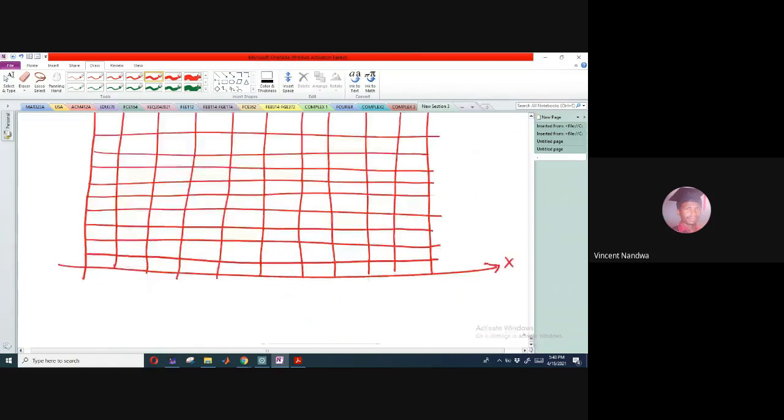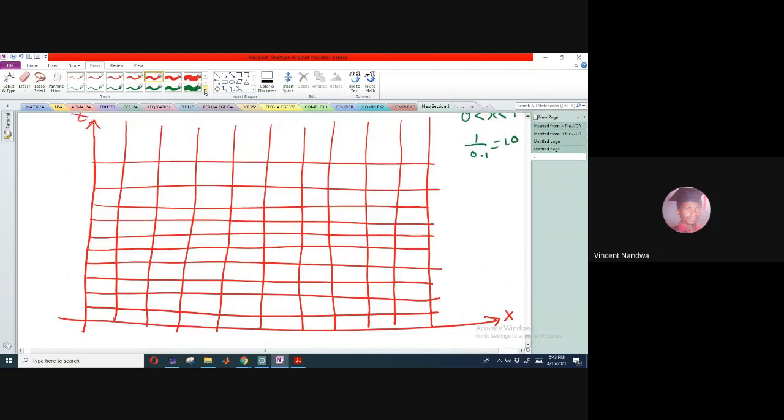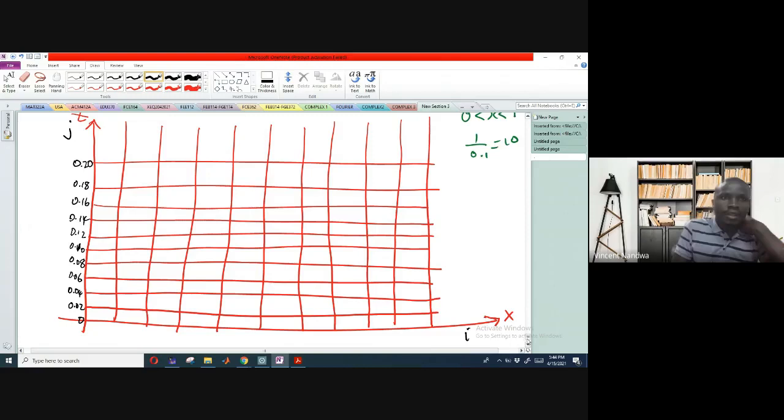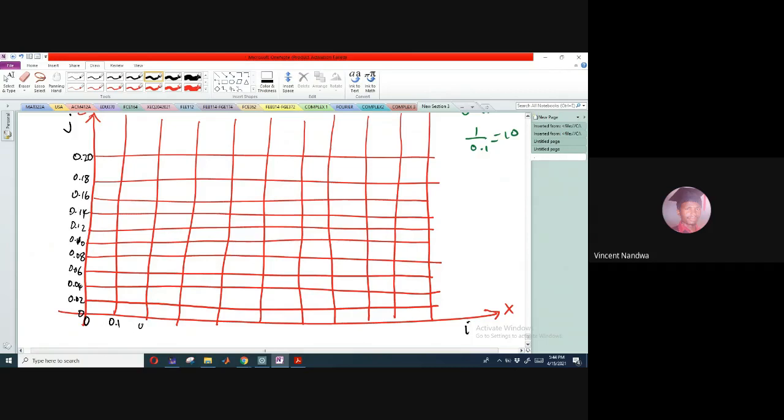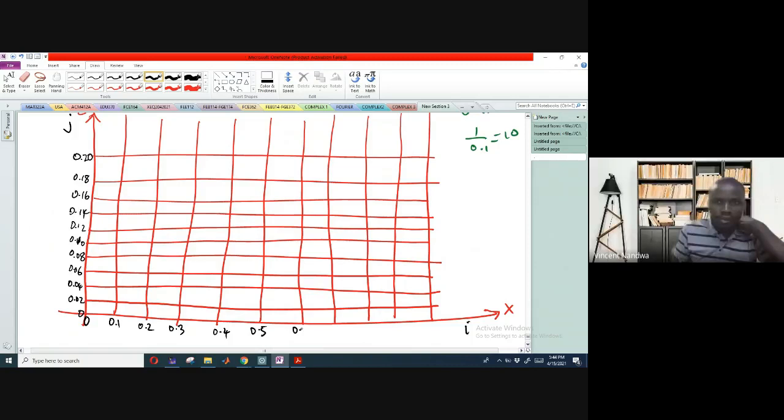So therefore, we can label. With this spacing given, t is 0.2, so we have, this is 0, 0.02, 0.04, 0.06, 0.08, 0.12, 0.14, 0.16, 0.18, 0.20 as our last value. So remember, this is the J axis, this is the I axis. And on this one we have 0, and then 0.1, 0.2, 0.3, 0.4, 0.5, 0.6, 0.7, 0.8, 0.9, 1.0. That is the last value of x.